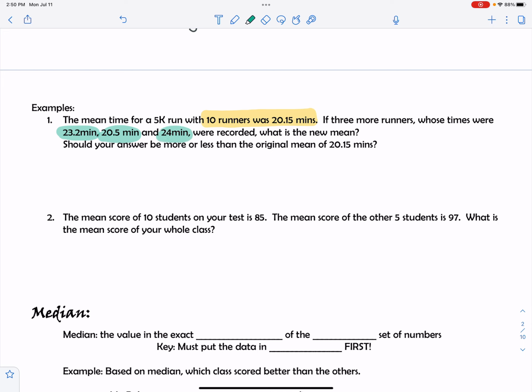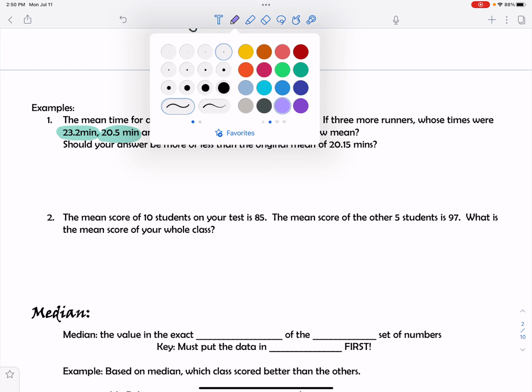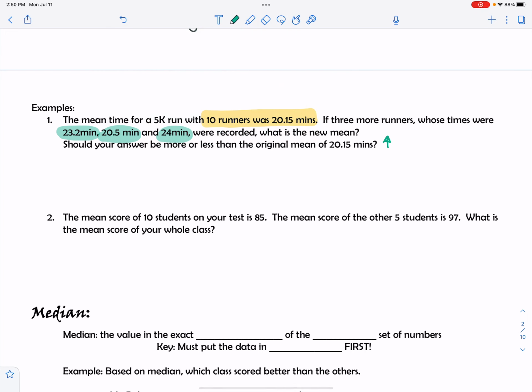First off, the question says, should my new mean be higher or lower than my old mean? Well, the new mean should be higher because I'm adding in numbers that are larger than the prior mean. So here was my mean, and then I'm adding in 23 minutes, 20 minutes, and then 24 minutes. So that number should go up a little bit. The question specifically asked, if 3 more runners whose times were recorded, what is the new mean?